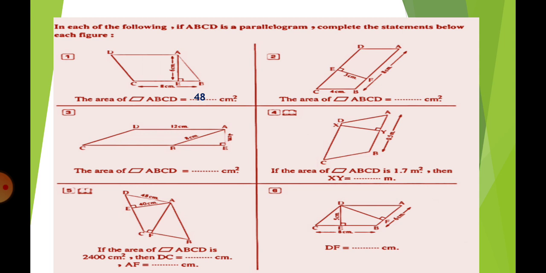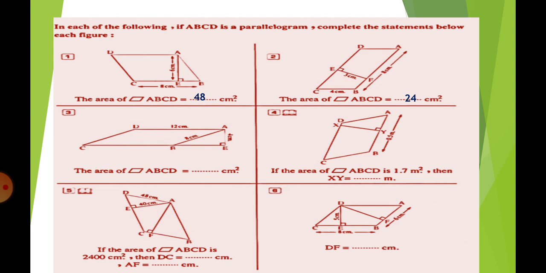Number 2, the base equals 4 and another base equals 8. But here we have one of the heights, height EF, corresponding base equals 8. Then area equals 8 times 3, 24 centimeters squared.